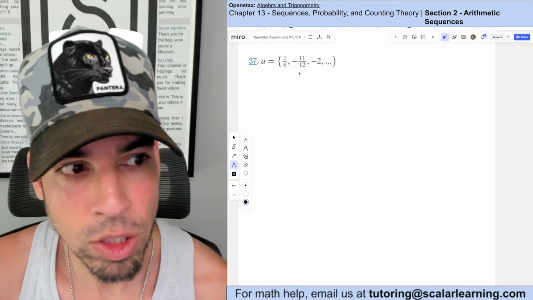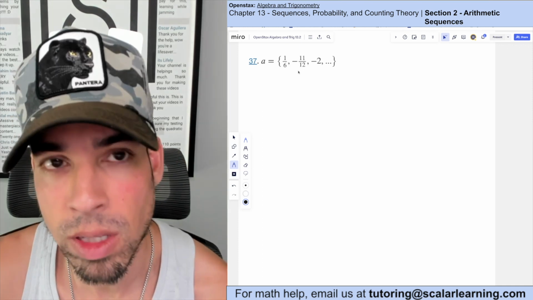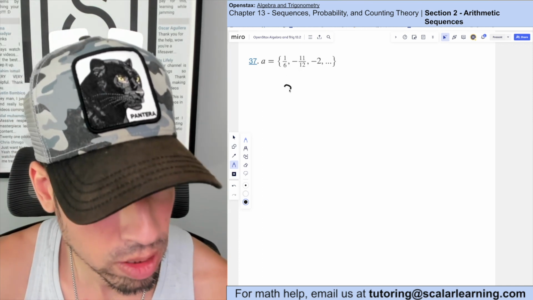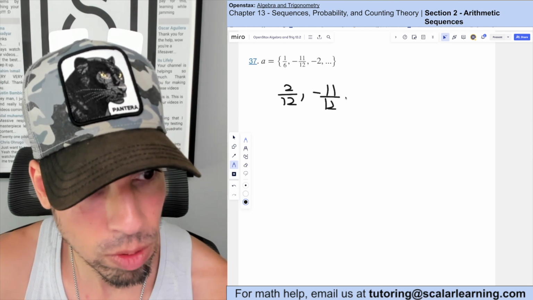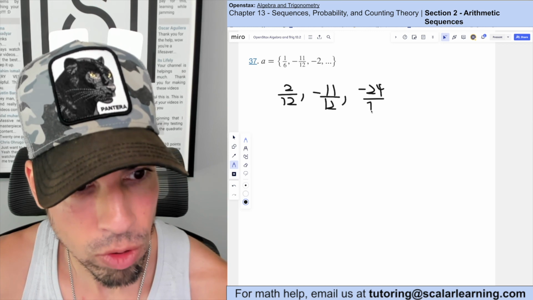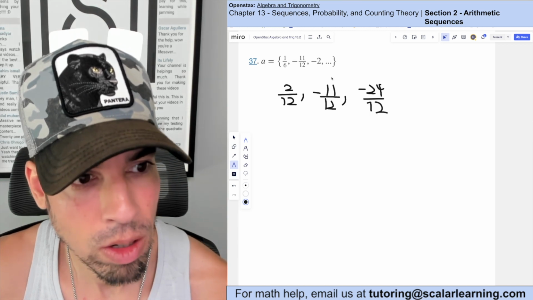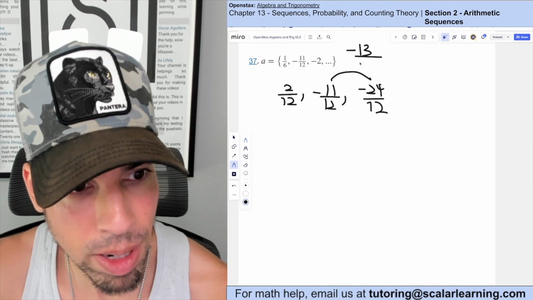Done. So for this one, before we get started, we're going to take a closer look at these numbers with common denominators. I'm going to make 1/6 2/12. I'm going to leave that as negative 11/12. So we're going to make negative 2 negative 24 over 12. So now we can see a little bit better, especially between these two. It looks like we're going down by 13/12.